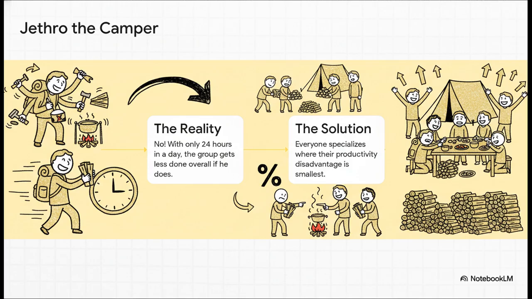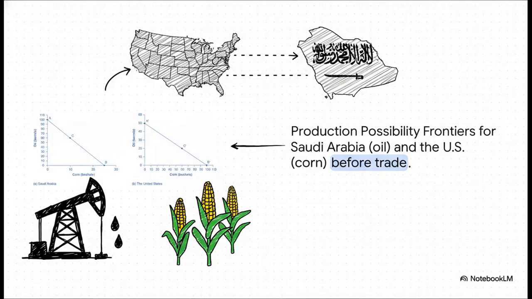The smart move is for Jethro to focus on the one task where his advantage is the greatest, let's say cooking. Meanwhile, his friends tackle the stuff they're least bad at, like gathering wood. And what's the result? The whole group gets way more done and everyone is better off. That is comparative advantage in a nutshell. Okay, so let's scale this up to countries.